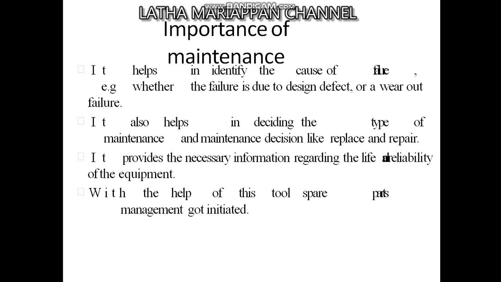What is the importance of maintenance? It helps in identifying the cause of failure. For example, you can say whether the failure is due to a design error or a wear out failure. It also helps in deciding the type of maintenance and the maintenance decision, like replace or repair. It provides the necessary information regarding the lifetime of your equipment. With the help of these tools, spares and parts management gets initiated.